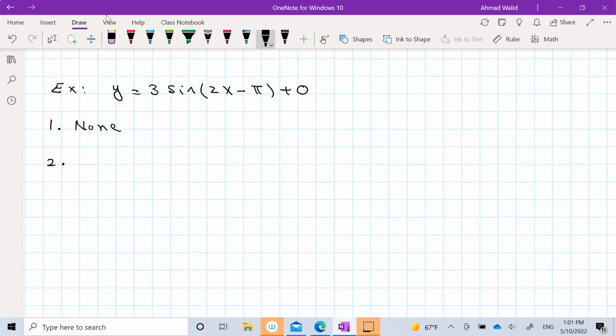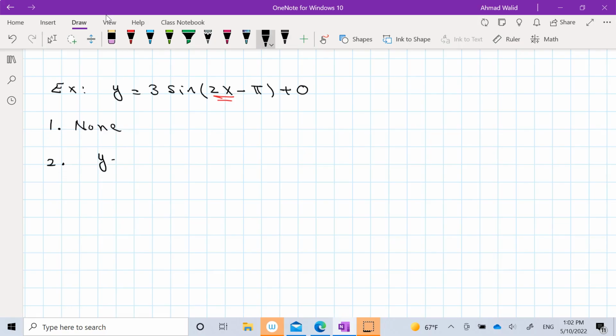Step 2 was phase shift. To phase shift, you must change the coefficient of x to 1, which in the given function is 2. Then how to change it to 1? Whatever the coefficient of x is, factor that out, correct? Rewrite your function. It's really important. This step is really, really important.